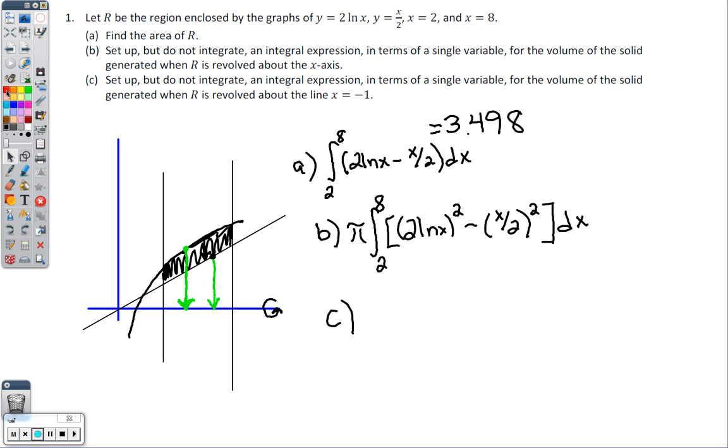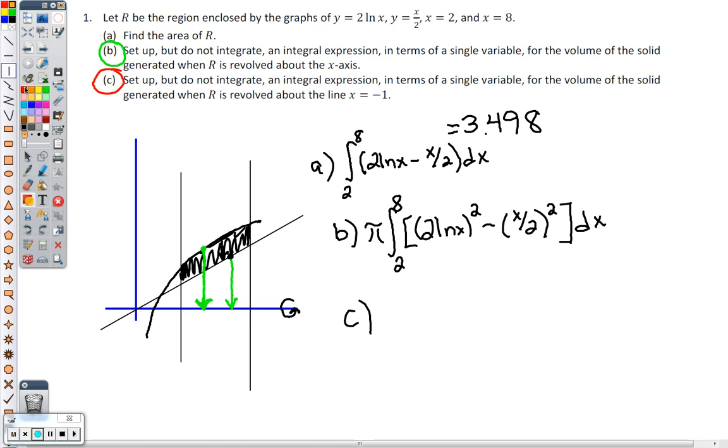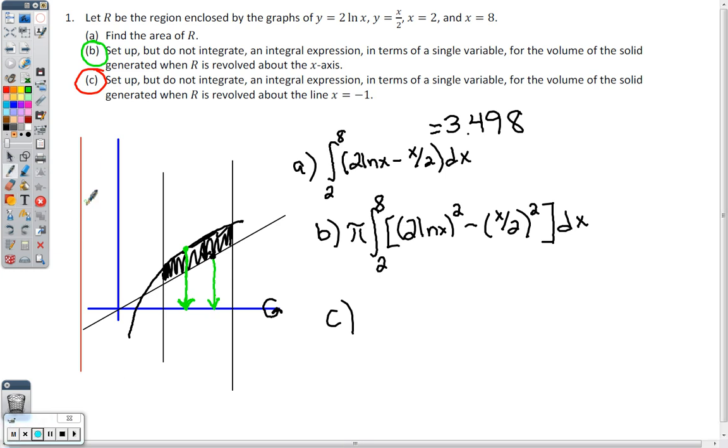And I'm going to do that one in red. So, let's see. Part B, the picture was in green. Part C, the picture will be in red. So we're going to revolve around a line that's out here, right? So we're revolving around this line.